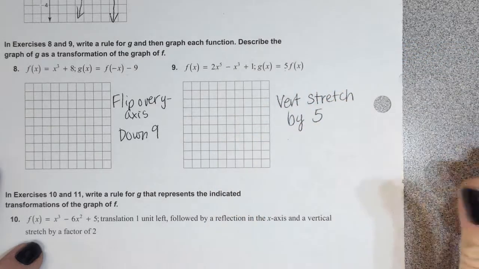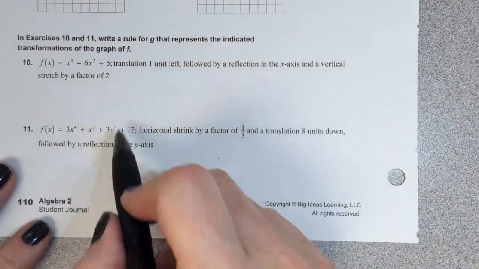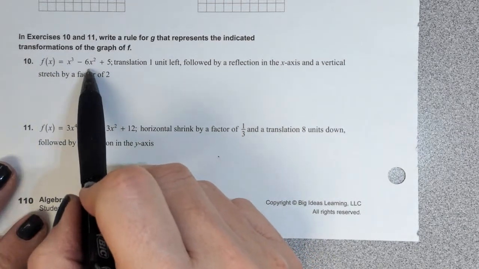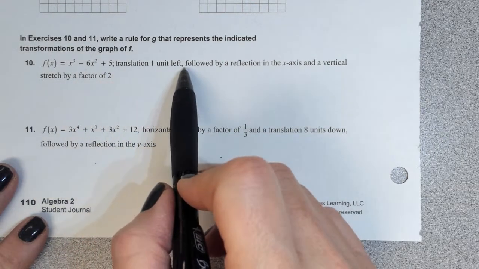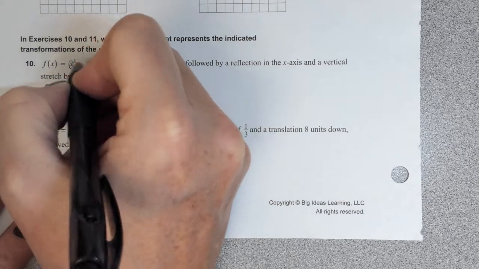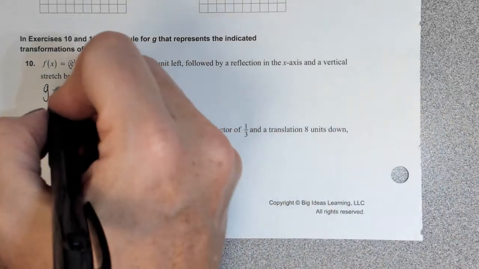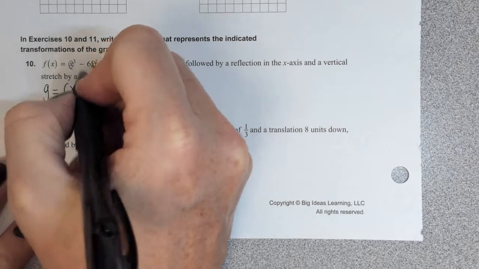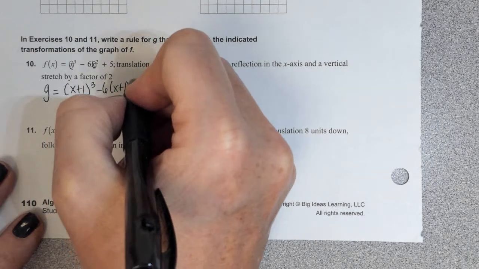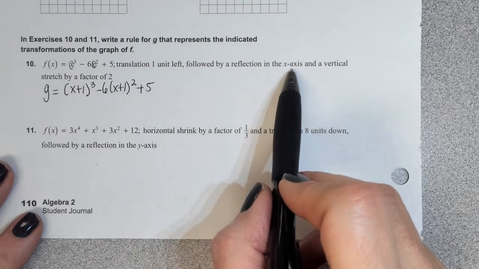by 5. Okay. So the more important thing are these problems down here. You're going to have problems like this to do rather than graphing. So here's our function that's given. The first thing we're going to do is a translation 1 unit left. So that means in my function, wherever we have an x, what do we replace the x with? X plus 1. So I'm going to have to do x plus 1 cubed minus 6 times x plus 1 squared plus 5. Then we have to do a reflection in the x-axis.